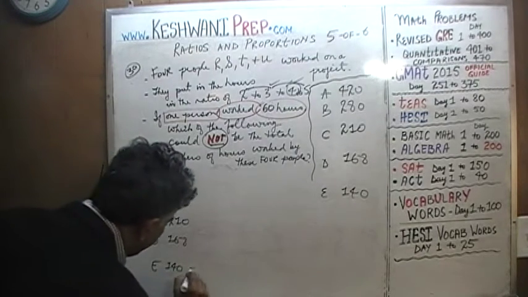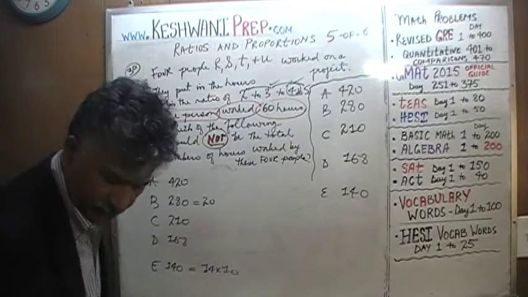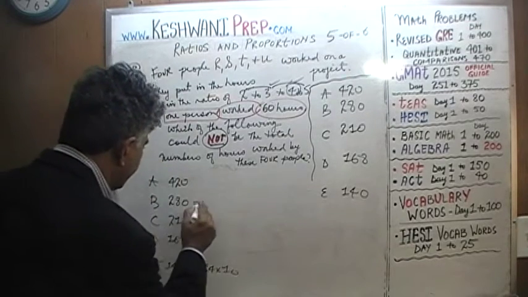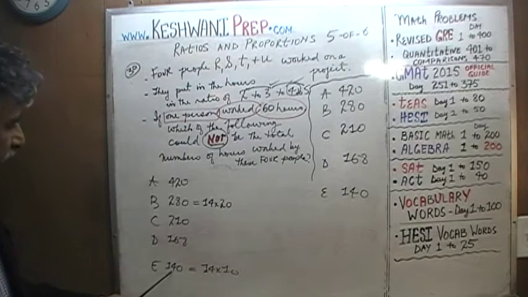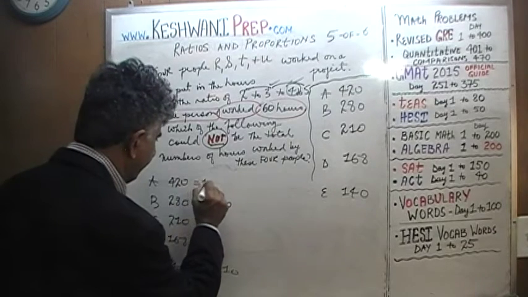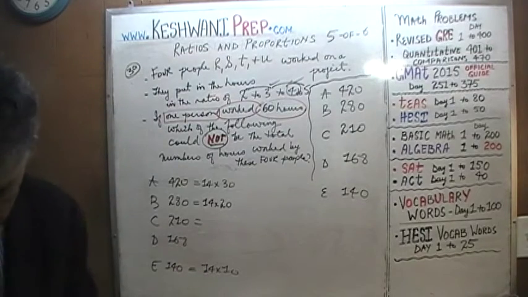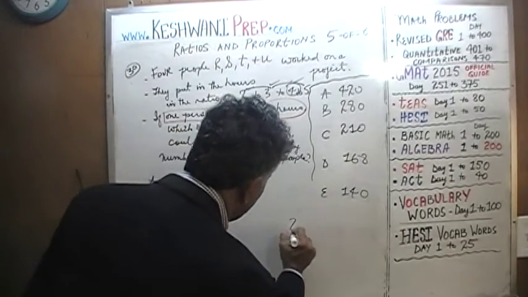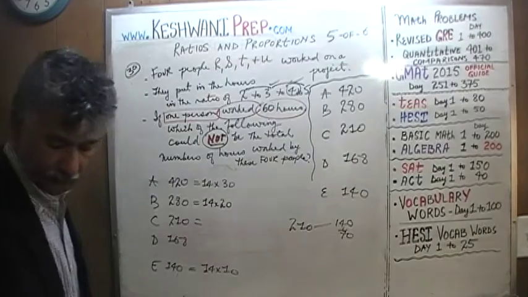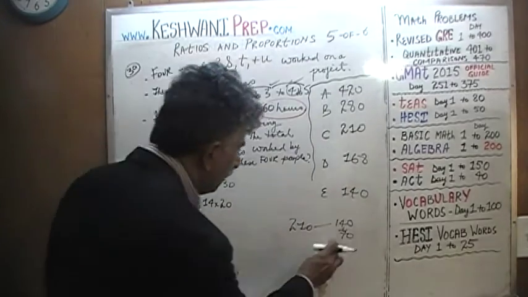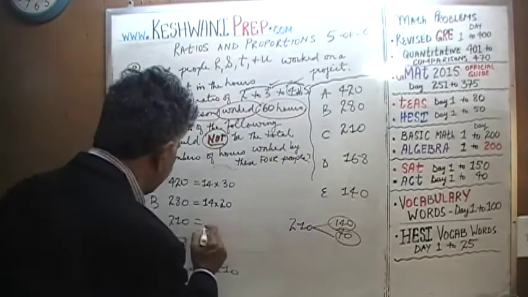We'll work up here. So 140 is 14 times 10. 280 is going to be 14 times 20. And 420 is just 3 times 140, that's going to be 30 times 14. What about 210? How many 14s does 210 have? Well, 210 is made up of 140 and 70. So that's 10 14s and 5 14s, that's 15 14s.